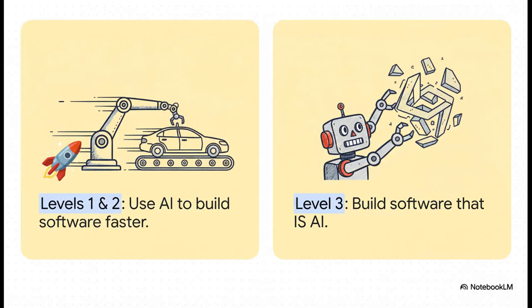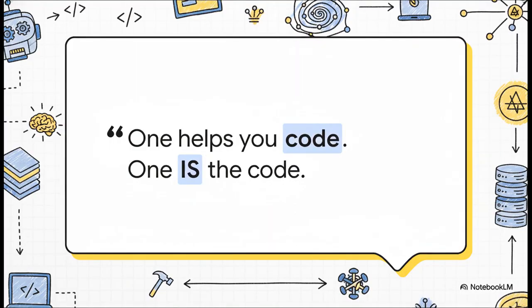And that really brings us to the most important distinction we can make today. Levels 1 and 2 are all about efficiency. It's using AI to build the kinds of software we already know, just faster. Level 3 is all about innovation. It's about building a brand new class of software that couldn't exist before. If you only remember one thing from this whole explainer, please make it this. It's simple, but it's profound. One helps you code, the other is the code.